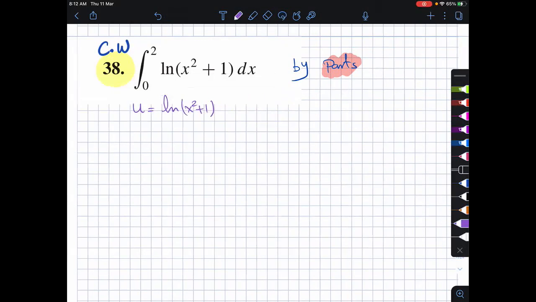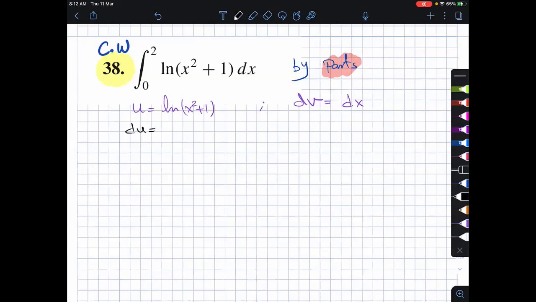This is the u. And dv is equal to 1 dx. So du is equal to 2x over x squared plus 1.